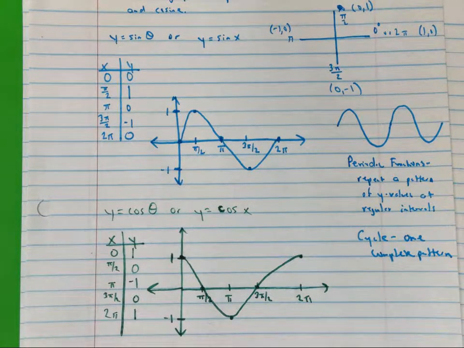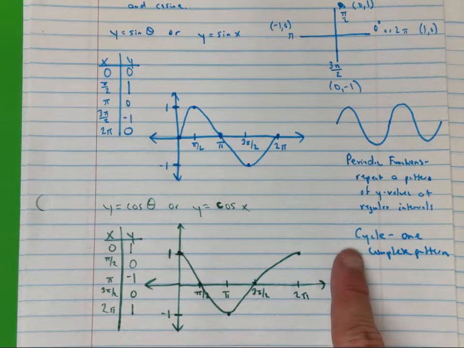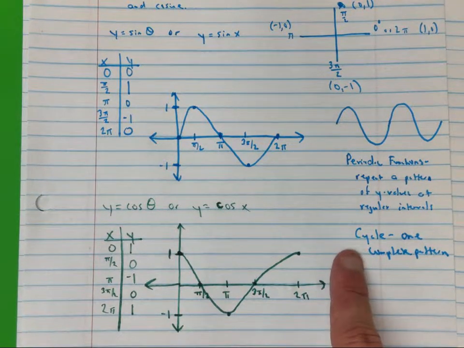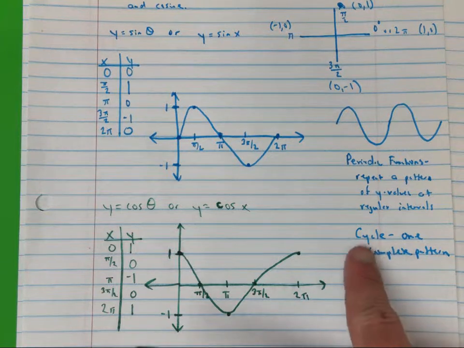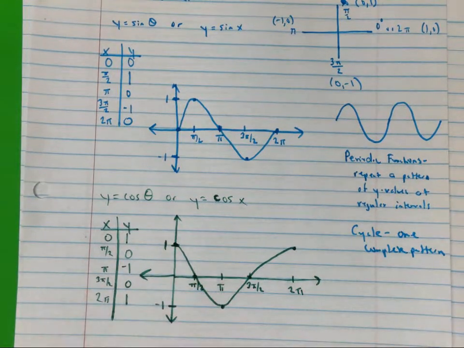It keeps going. So if I ask you guys why are sine and cosine functions periodic, it's because they keep cycling. They are cycling. And if I ask you what is one complete pattern, you need to know that it's cycle.